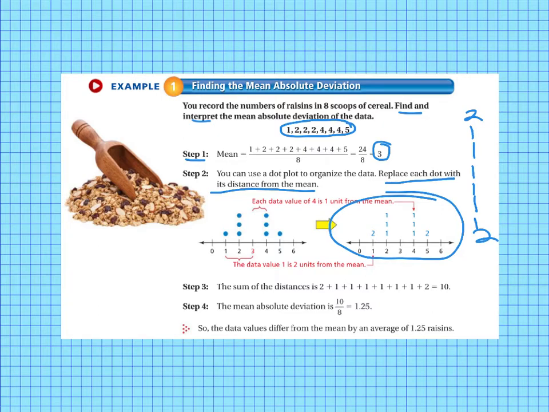And then the sum of those distances, so we add all of those up and we get 10. Then you take that sum and divide it by the number of numbers you had, so that would be 8, and that equals 1.25 in this instance. So the data values differ from the mean by an average of 1.25 raisins. This is your interpretation. This is your MAD, 1.25.